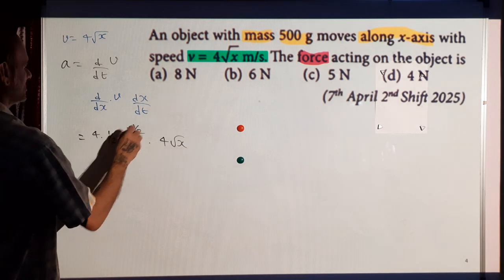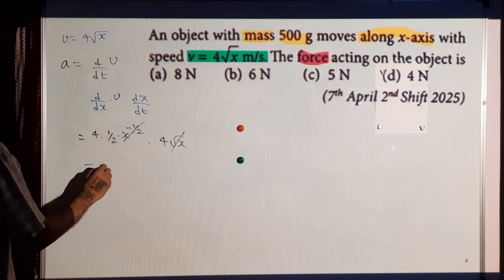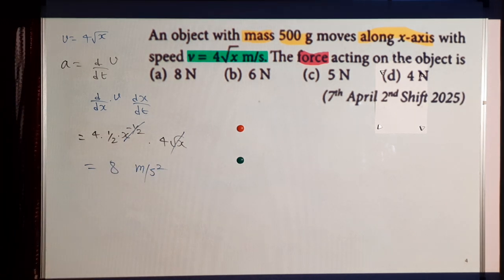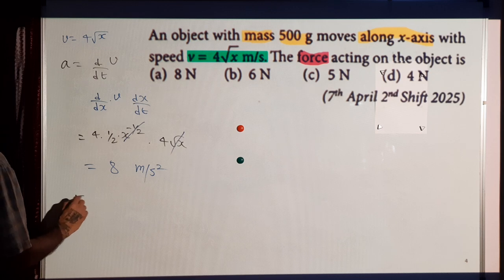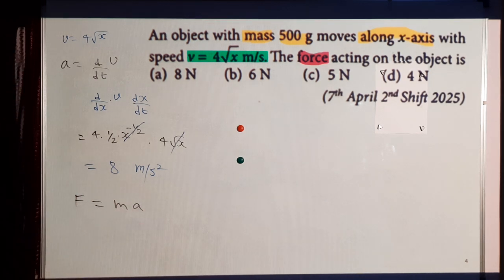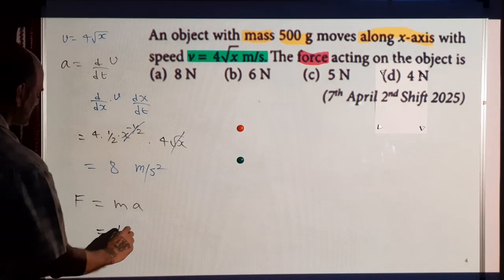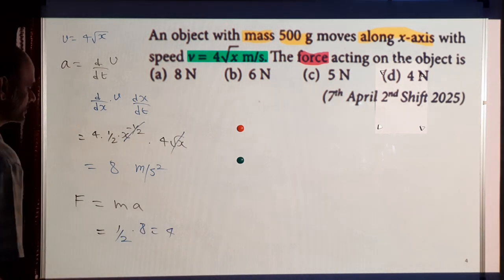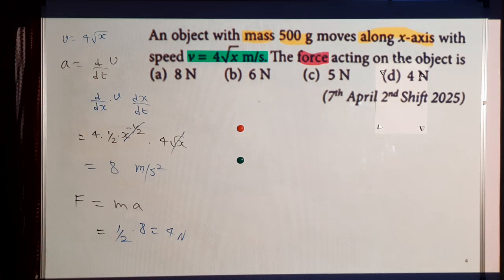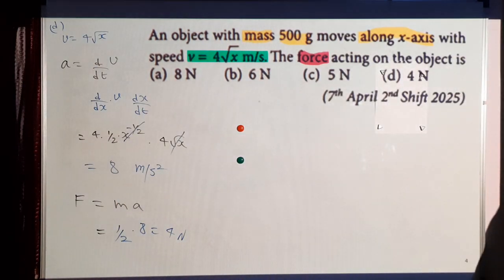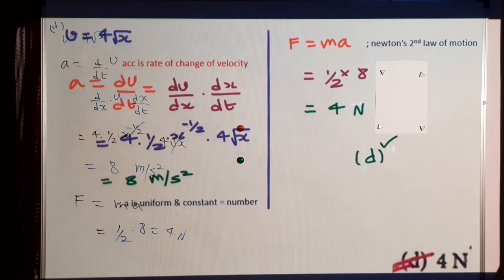So here, this and this will cancel. So it's 8 SI units. So acceleration is just a number. It's uniform and constant. That means force, which is mass into acceleration, Newton's second law, will also be a constant. Mass is 500 grams, that is half kg, into acceleration is 8. So it's 4 SI units, Newton. Option D. D is the correct answer.